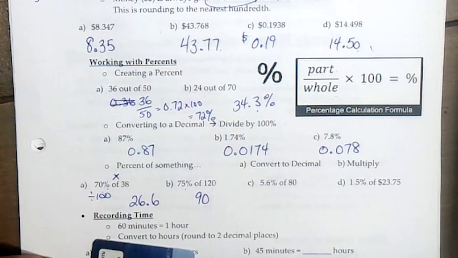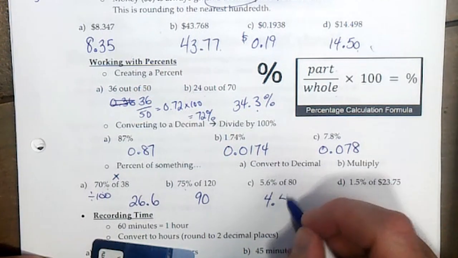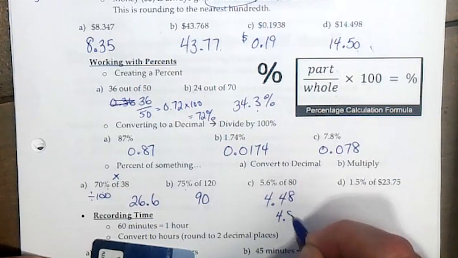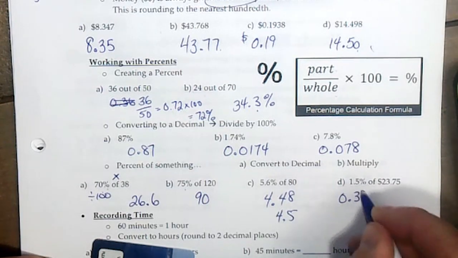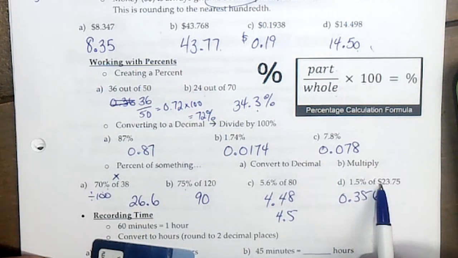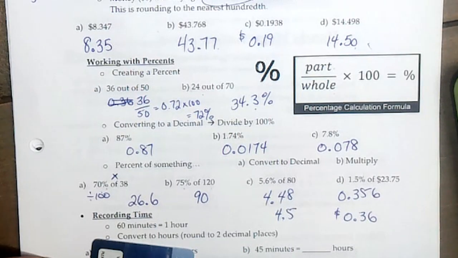This one we get exactly 90. Divide by 100 and multiply. And it's 4.48, so I would round that to 4.5. Again, if it's money, 2 decimals, otherwise 1 decimal. Divide by 100 and multiply. And because it is money, we're going to keep 2 decimals in the final answer.